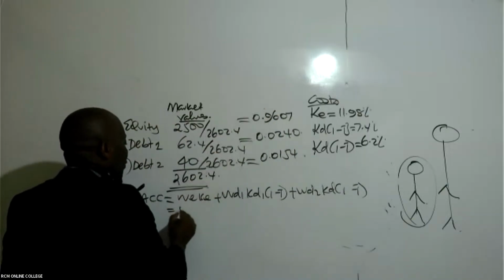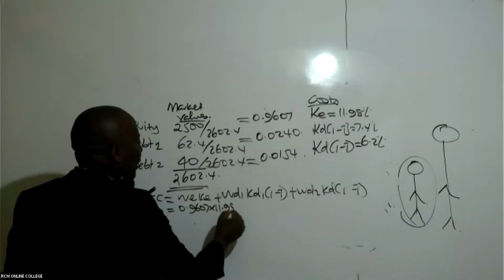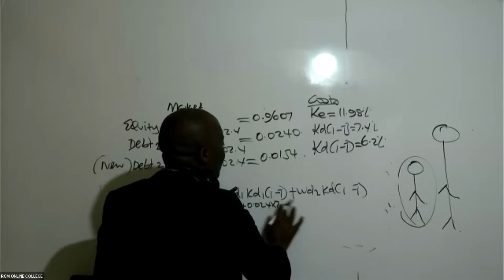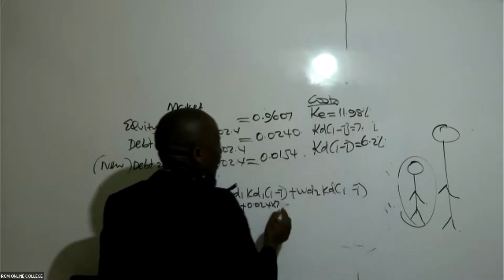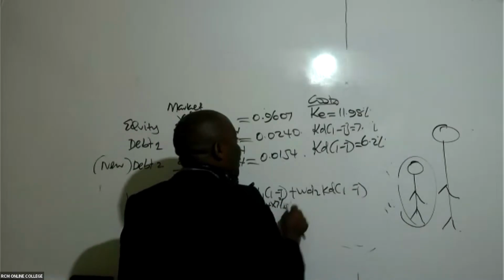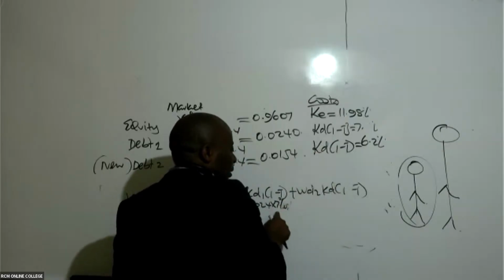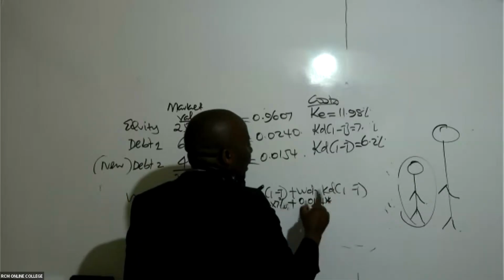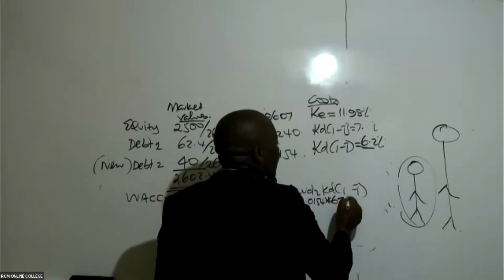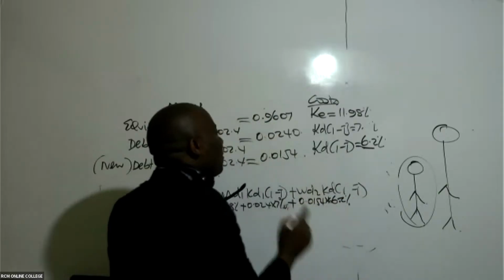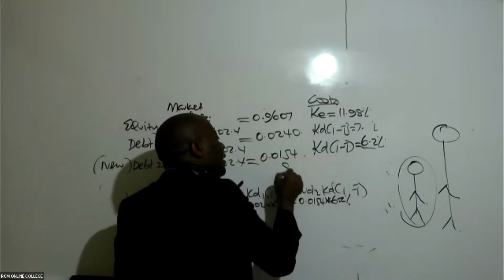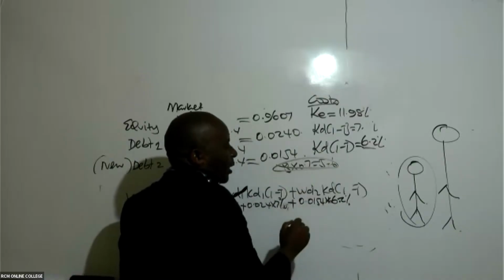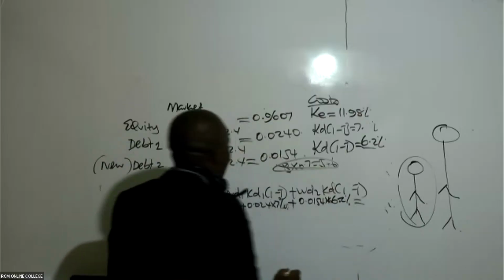So our weights are here. We have 0.9607, and the cost of equity is 11.98. Weight of debt is 0.024 times 7%. And remember, this is after tax. Don't adjust this figure for tax again. Plus weight 2, which is 0.0154 into KD. This is also after tax. Don't adjust it for tax again, because when we were getting this one, the interest was 8 and we multiplied with 0.7 to get 5.6. So this figure is tax adjusted. So please go ahead and give us this WACC.